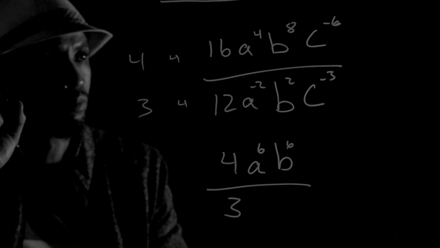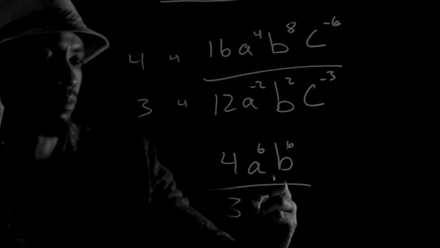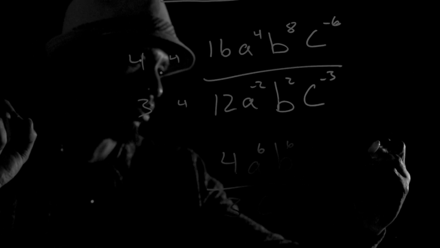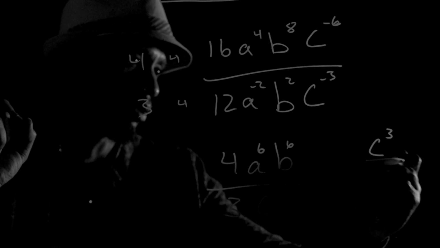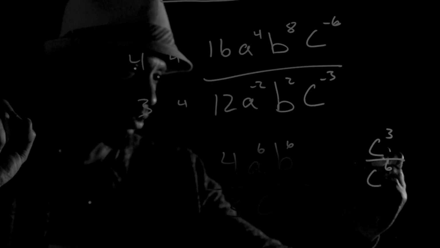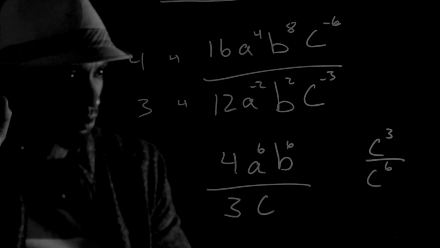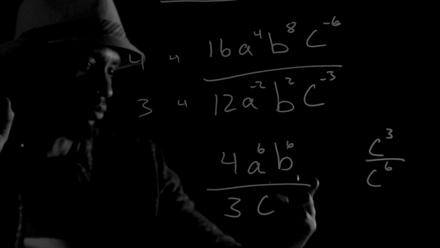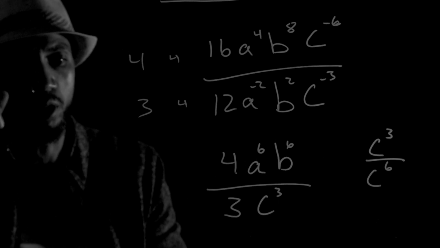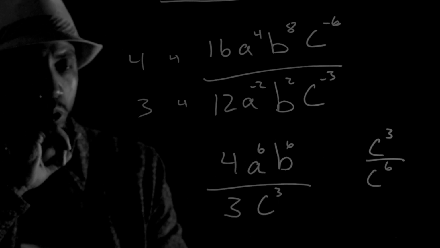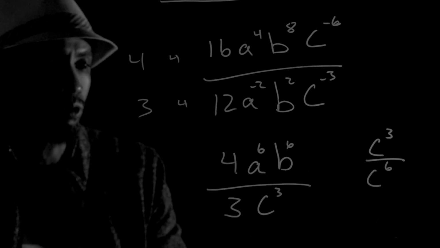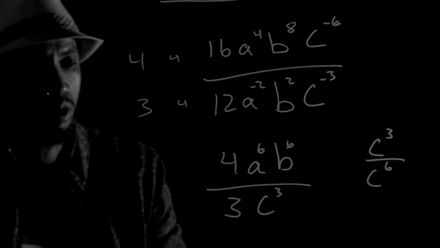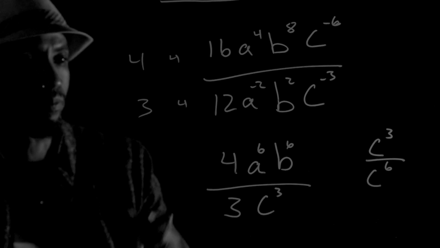Top or bottom? Where are the more? On the bottom. If you weren't sure about that, you want to flip it around, make your math easier, you could put c to the 3, c to the 6, so we flip them to make them both positive. And now we can see there's definitely more c's on the bottom, and the difference is 3. Okay, so you got a couple options about how you can work that out there. So your final answer is 4a to the 6th power, b to the 6th power, over 3c to the 3rd power.